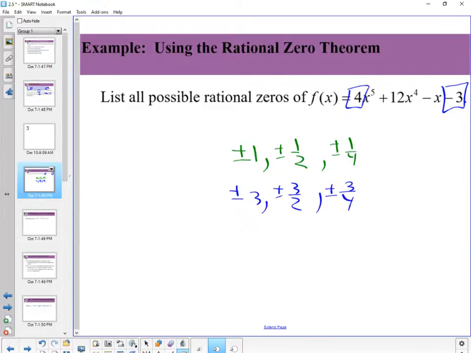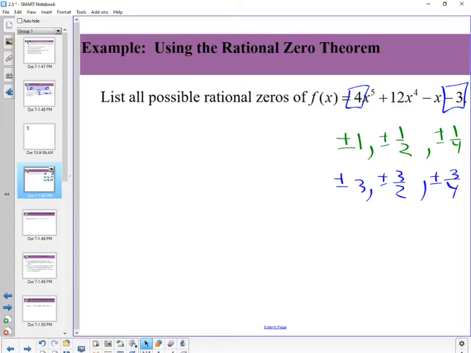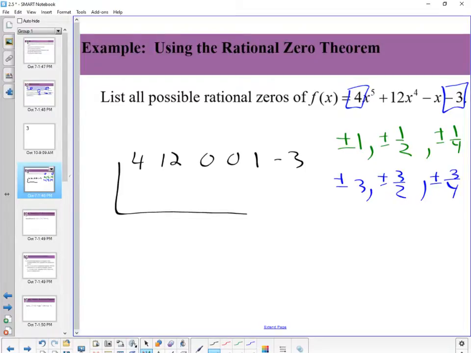All right, so let's do this. I'm not going to go through the slides any further, not yet anyway, because I'm going to test some of these. So I've got 4, 12, 0, 0, 1, and -3, right? Start with the easy one, like 1. It's negative 1. Well, I want to show people what doesn't work.